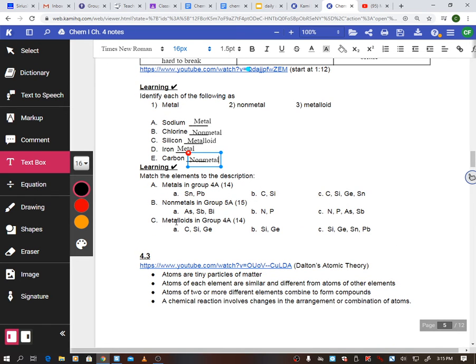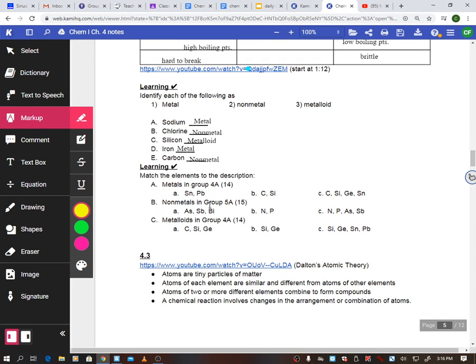All right, so the last learning check, match the elements to the description. It is a metal in group 4A, 14. If you have a periodic table in front of you, I'm looking at the big one in the classroom. I'm going over to 4A, and I've got carbon, I have silicon, but it's a metal. Carbon and silicon are not metals. I've got germanium, tin, and lead. So it's going to be this one right here. Yes, carbon and silicon are in group 14, but they are non-metals, and they're asking for the metals.